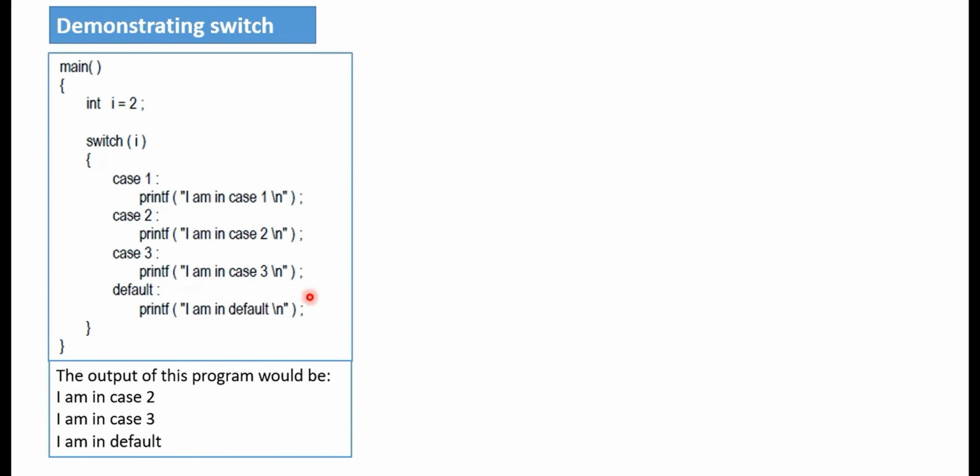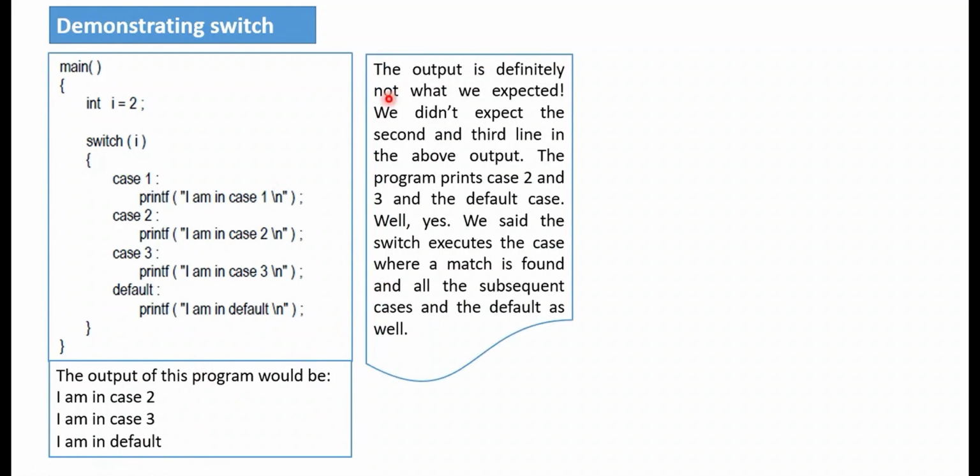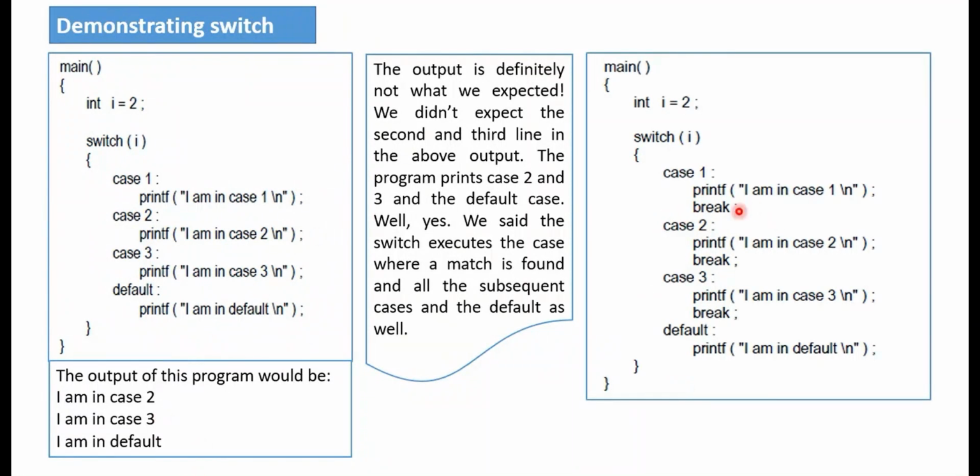3 and default. If you see the output, it is definitely not what we expected. We did not expect the second and third lines in the above output. The program printed case 2, case 3 and the default case. Well, yes, we said that switch executes the case where a match is found and all the subsequent cases and the default as well. That means this case 2 matches, and after that all these three statements are executed. That's why there is a need for a break statement after every case constant.